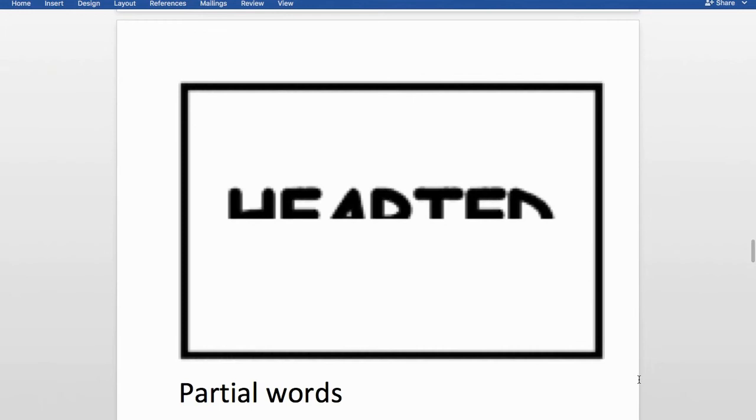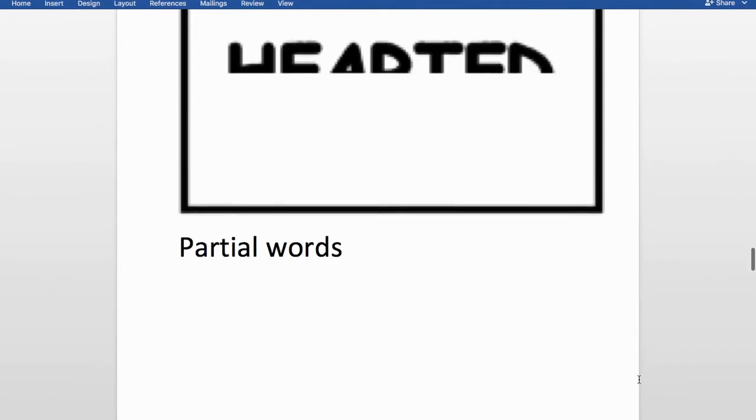So you have to look if it gives you a partial word. If by taking something away, it's actually trying to indicate something. It's trying to give you a clue as to what this word might be.